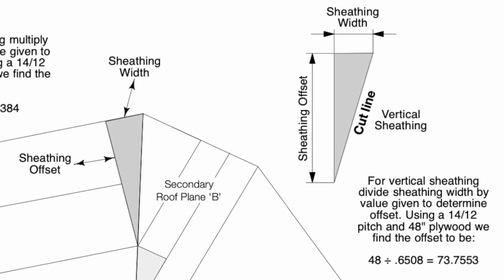If the sheathing runs vertical, from plate or eave to ridge, the sheathing offset length can be determined by dividing the width of the sheathing by the value given. For plywood, the offset would be 48 divided by 0.6508 equals 73.755 inches.